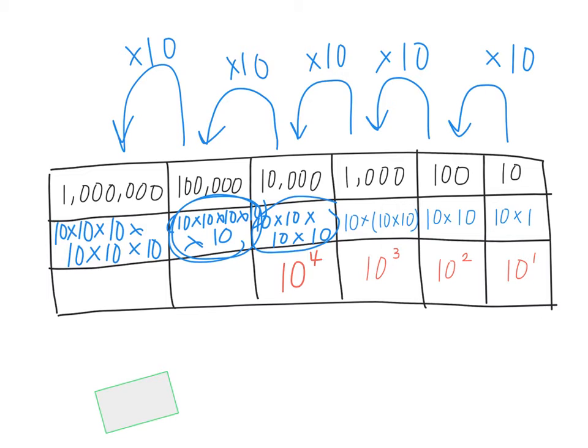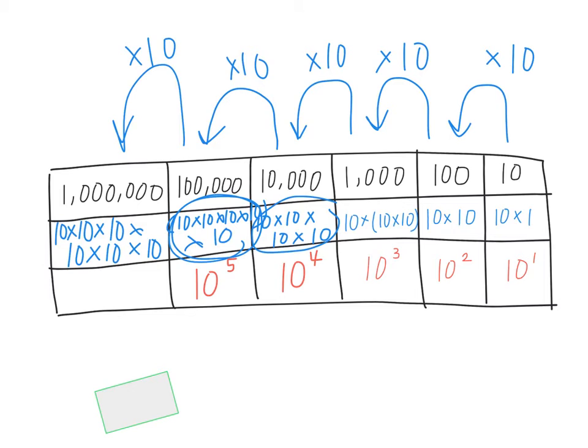What's the factor? What number gets repeated, multiplied over and over again? Everyone? 10. So we write 10 first. You always write the factor nice and big. And then how many factors of 10 are there? 5. So the exponent is 5.